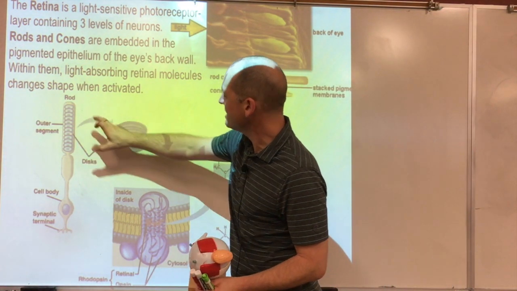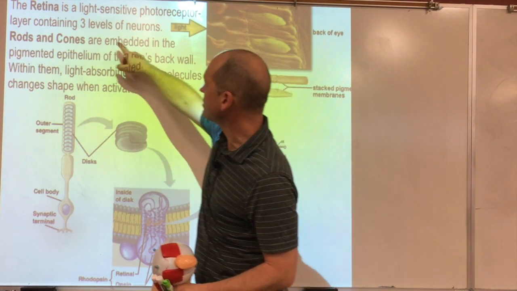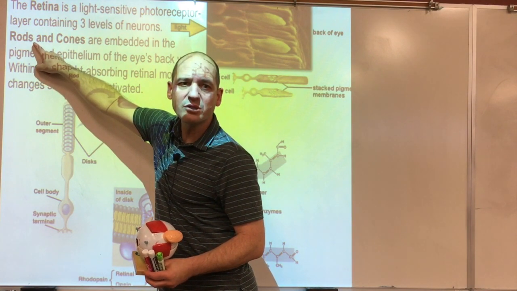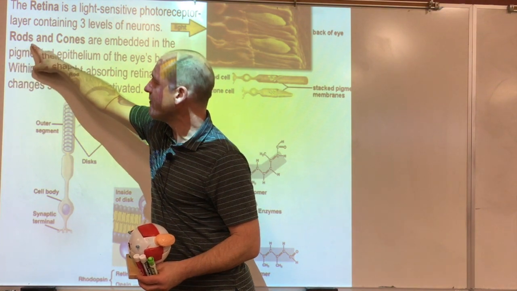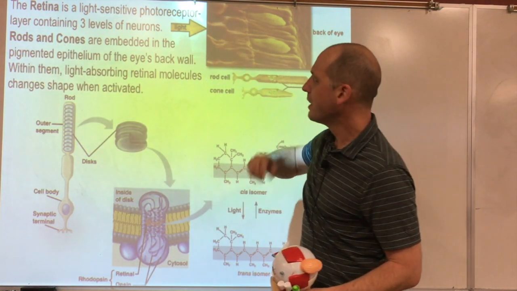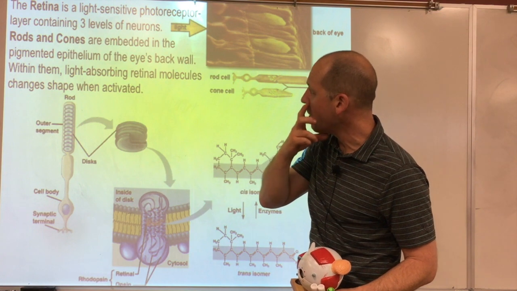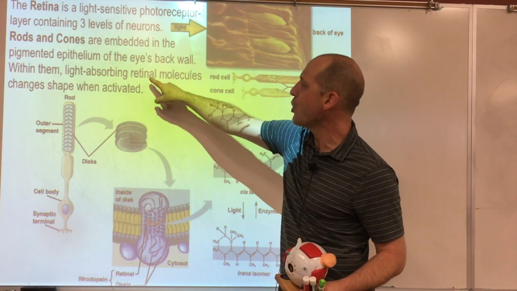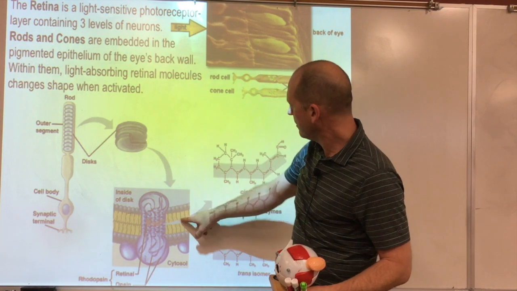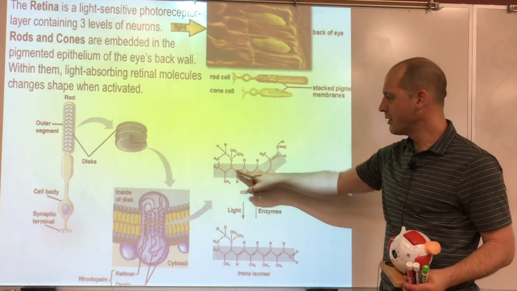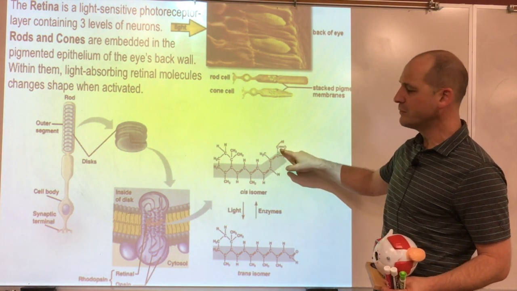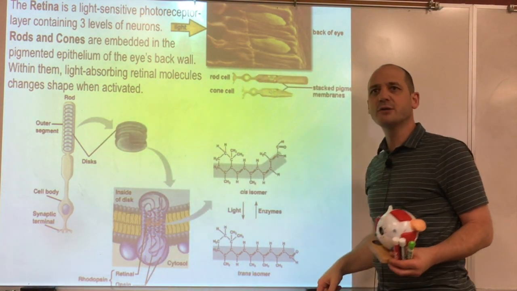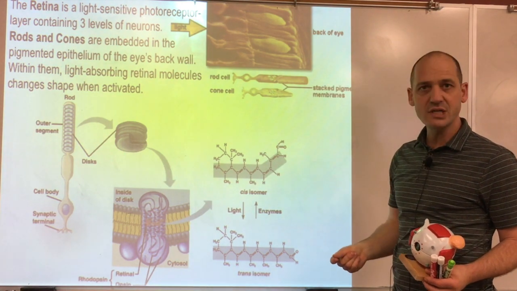So the cool thing is, let's go back here. So we have these 3 levels of neurons, and then inside the first layer, we have the ones that transduce the light. We have rods and we have cones. We have 2 different types. And so they are laid back there in the back of the wall. And inside those rods and cones, we literally have light absorbing retinol molecules. They change shape from a straight to a cis when activated, and that transforms into an electrical impulse, and ultimately that gives us the light that we see in the brain.